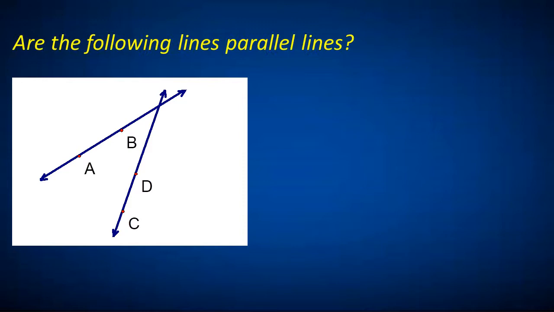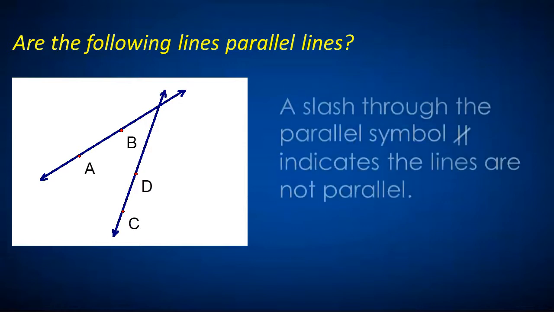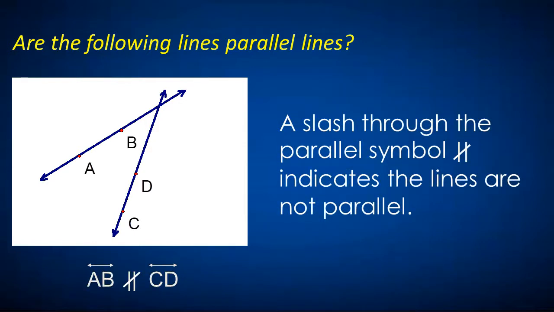Next, are the following lines parallel lines? No, very good. So, if lines intersect or meet at any point, they are not parallel lines. So, a slash through the parallel symbol indicates the lines are not parallel. So, in this given, we write line AB is not parallel to line CD.